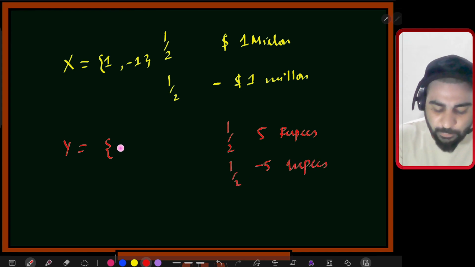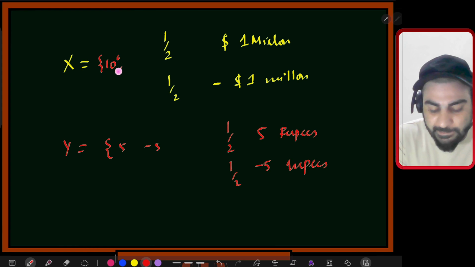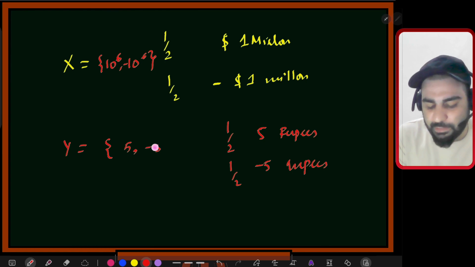So this can take values 5 and minus 5, and this can take values 1 million, which is 10 to the power 6. So here you can lose this much or you can win this much, and here you can win 5 or you can lose 5.